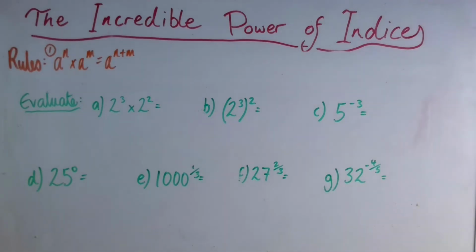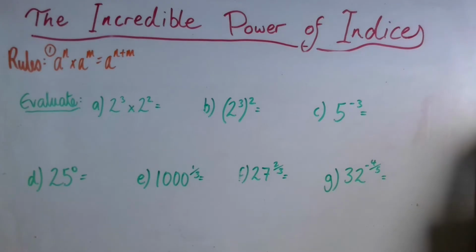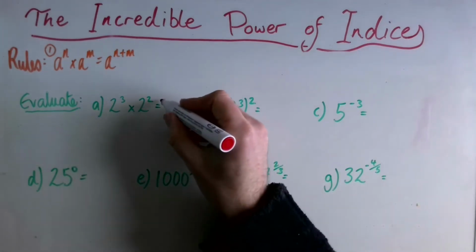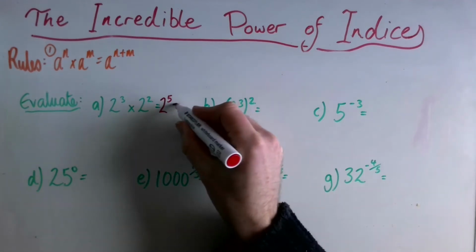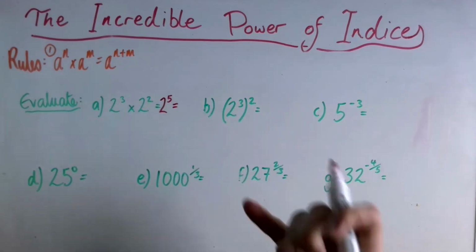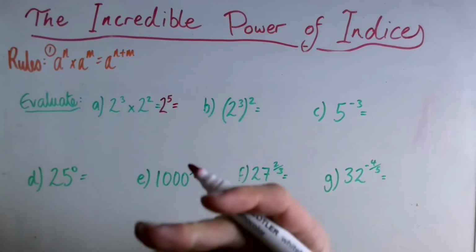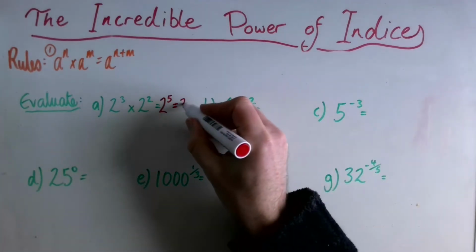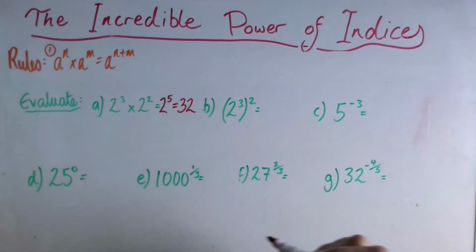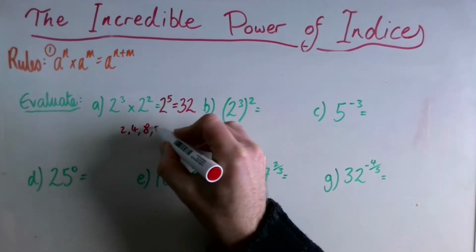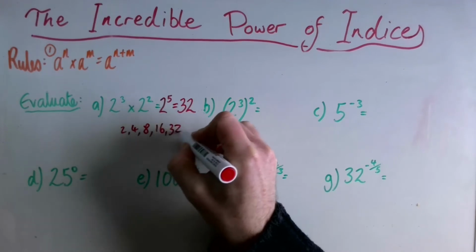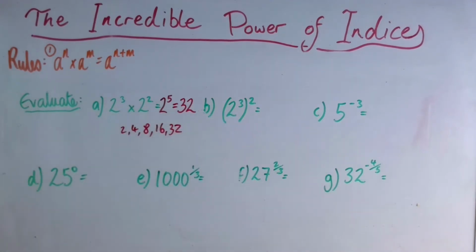The first rule then is that you add your indices as you go. Now if the question was asking you to leave it as a power of 2, it would just be 2 to the power of 5. But because it says evaluate, you've got to work out what that is. So 2 times 2 times 2 times 2 times 2, which is 32. 2, 4, 8, 16, 32, 2 to the power of 5.